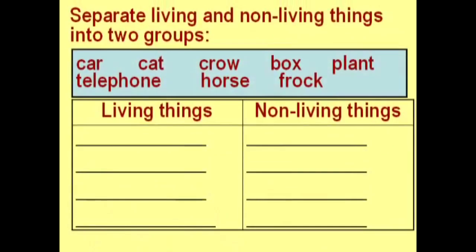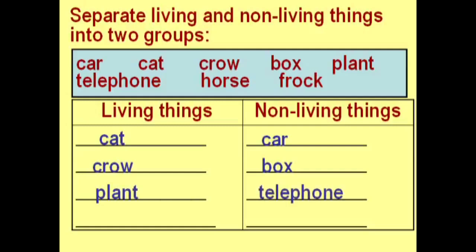Separate living and non-living things into two groups. One side is living thing, another side is non-living thing. So we will separate living and non-living in two different groups. So living things is cat, crow, non-living things car, box. Living things plant, non-living things telephone. Living things horse, non-living things frock.